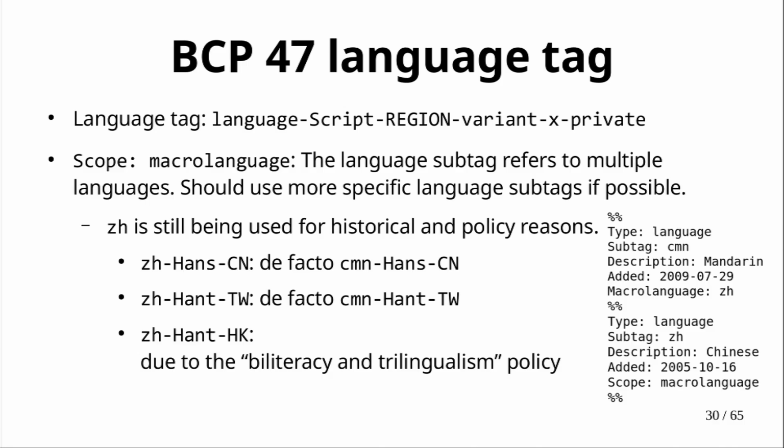And as you can see on the register, there is a macro language field. But what does macro language mean? It actually means the language subtag refers to multiple languages, and you should use a more specific language subtag if possible. But why are we still using ZH? There are several historical and policy reasons for using it, including some technical considerations and dependencies.